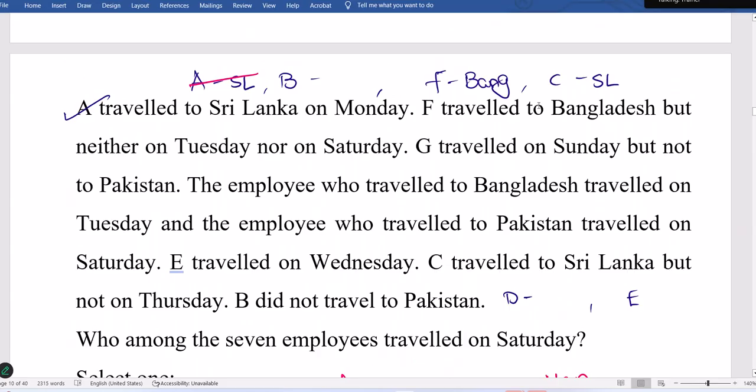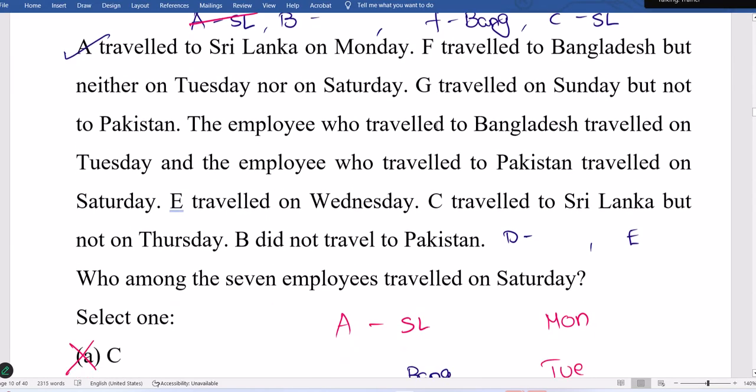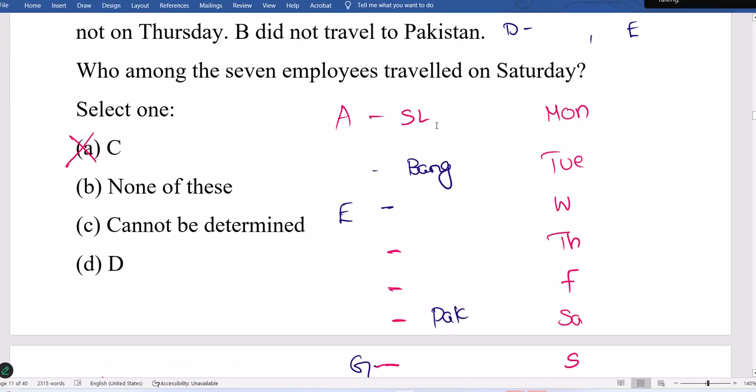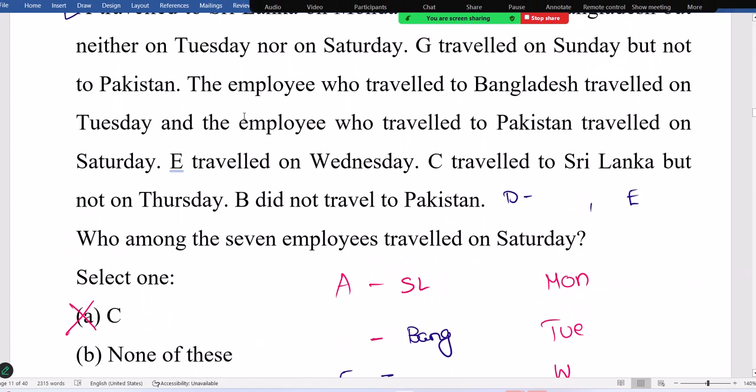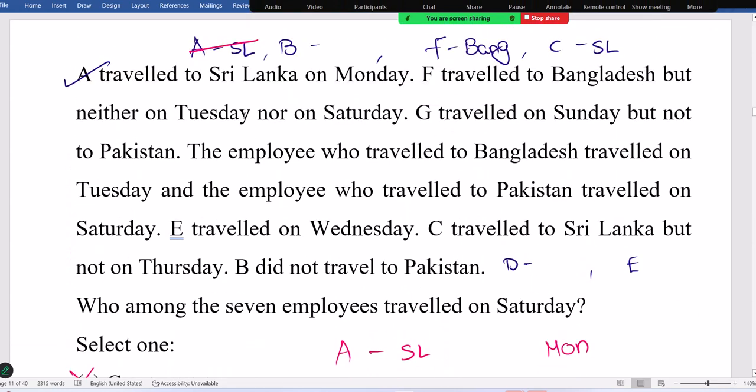A, B, C, D, E, F, G. So can we fill these slots? Good question related to puzzles, logical reasoning, or we can say critical reasoning. Fine, so let's go ahead with the data once again.